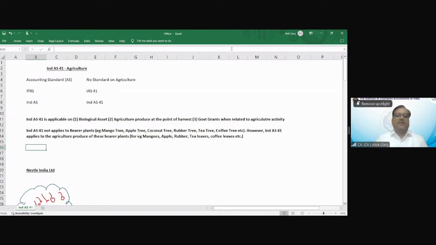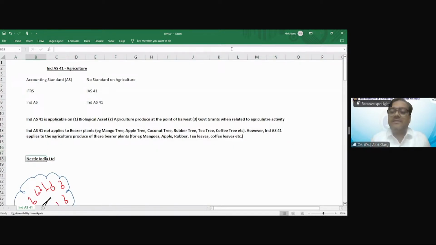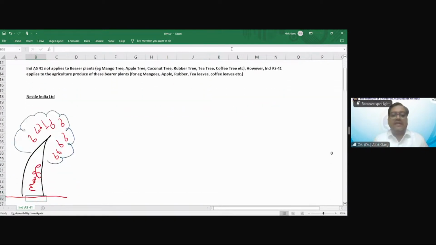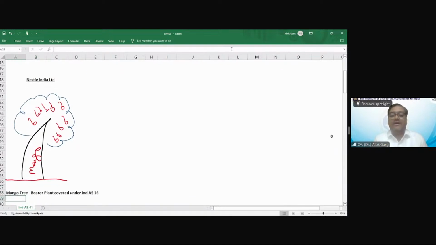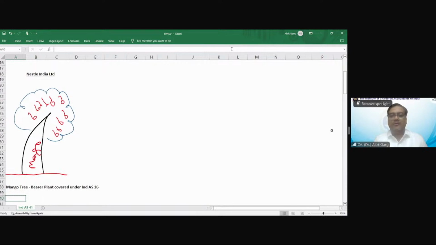Right. Okay. Now let's talk about the agriculture produce at the point of harvest and after that. This is Nestle India Limited, and I have drawn a mango tree, right? I know my drawing is very poor, but I have drawn a mango tree. I have written that this is the mango tree. Friends, mango tree is a bearer plant covered under Ind AS 16, right? But what about mangoes?